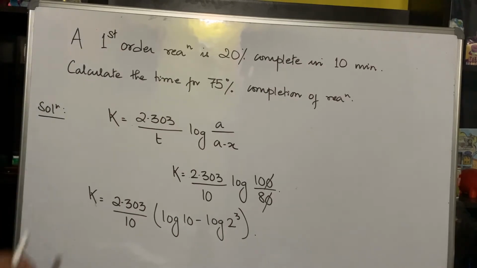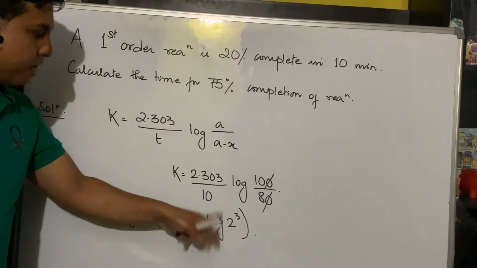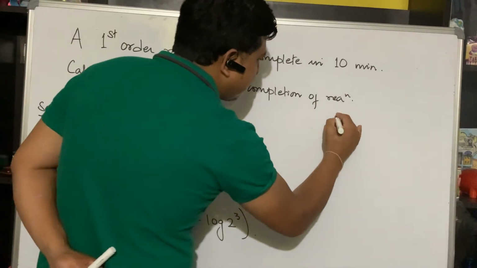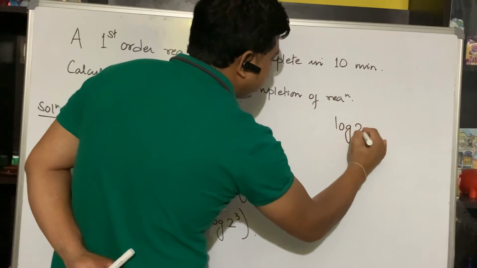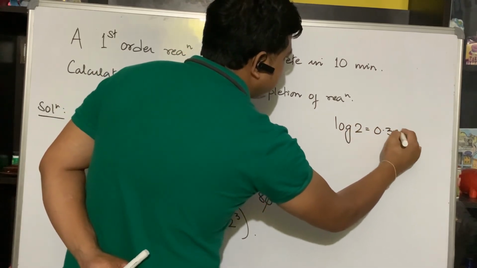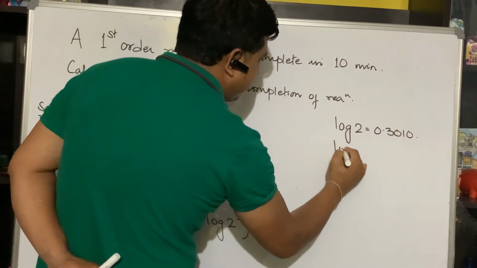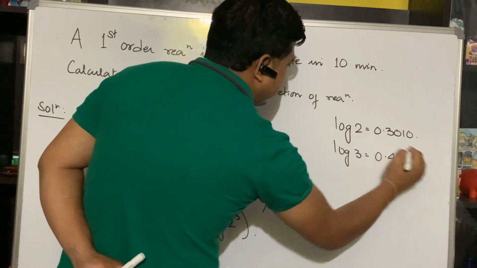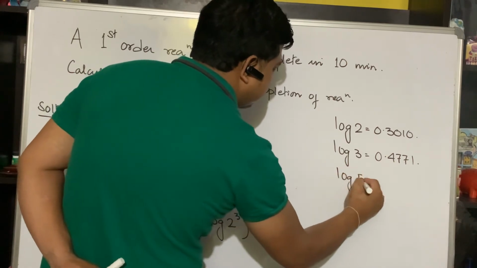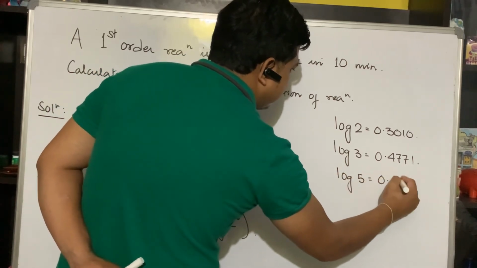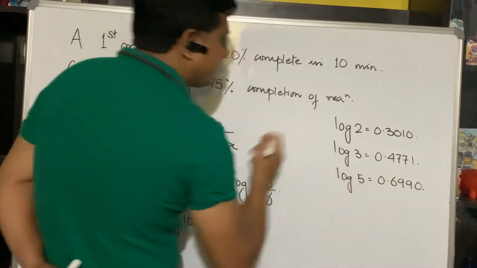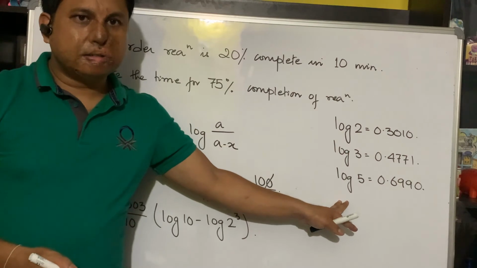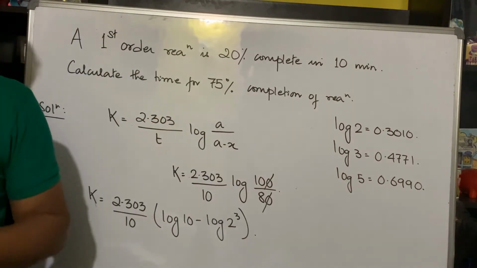So why am I doing this? Because sometimes in a board level, the value of log will not be given. We don't know the value of log 8. But yes, I told you in the earlier class, do remember the value of log 2, log 3. It is 0.3010. Similarly, your log 3 will be equal to 0.4771 and approximately log 5 is equal to 0.6990. So you can take this approximately 0.7. So if you remember the values of these logs, this will save time in your exam.